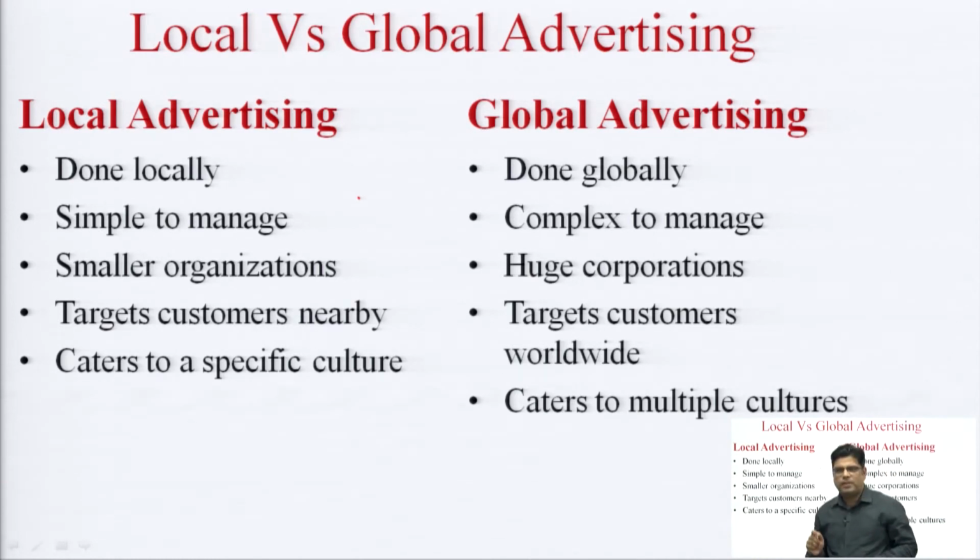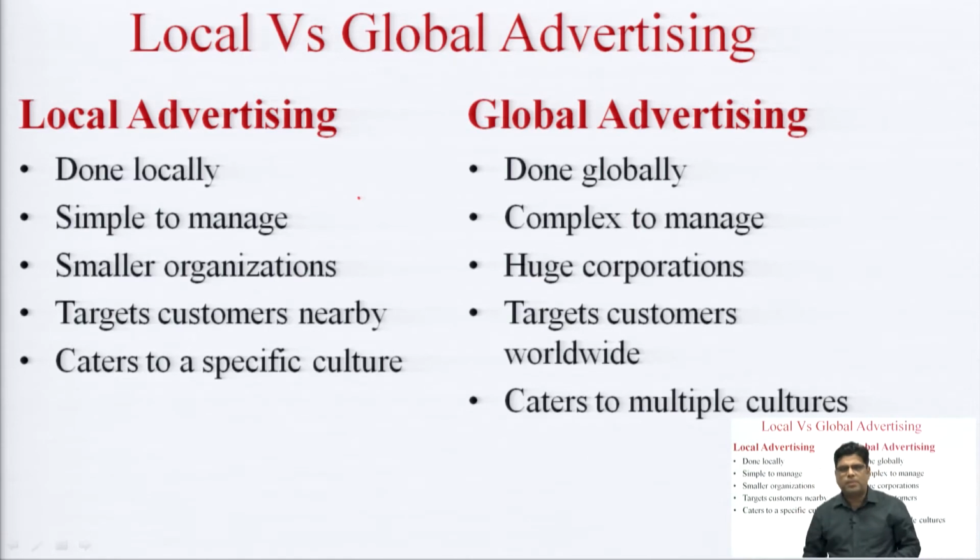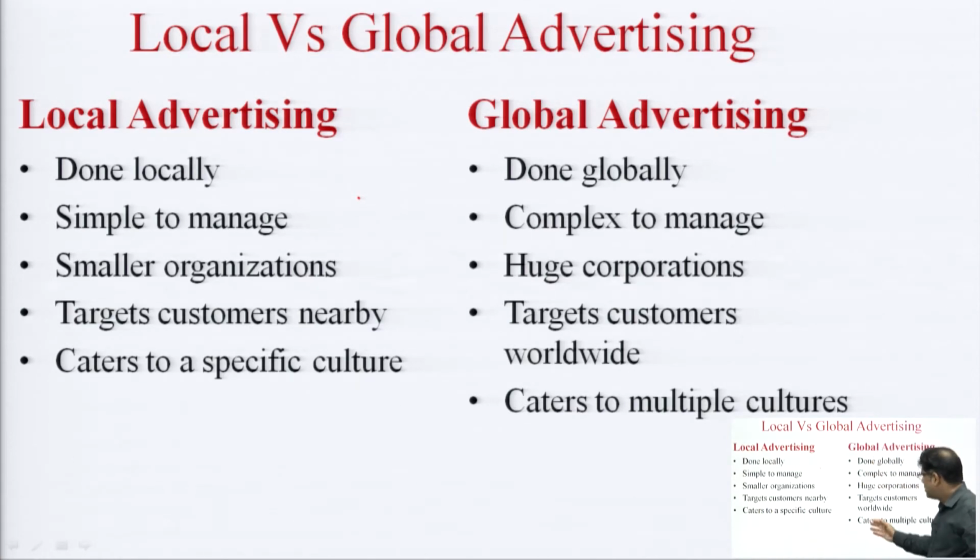By specific culture we mean that the audience is more or less homogeneous, and therefore, there is not much variation. So, local advertising is basically targeting people of a specific culture because it is done locally and in a very confined region. While in case of global advertising, it caters to multiple cultures, multiple subcultures, multiple countries, states, areas, regions, languages, races, whatever you want to say. So, global advertising is truly covering millions, even billions of people across the globe.